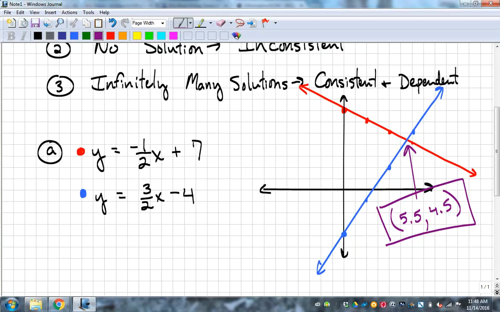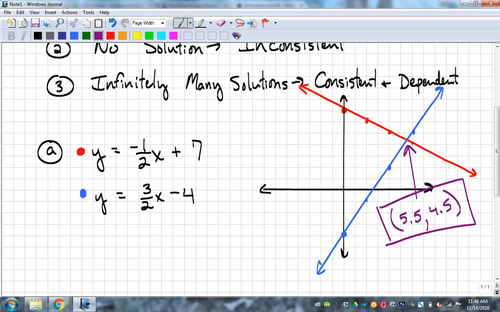Somewhere around there. I think your book does a better job of picking equations that end up at nicer places. But it's not a necessity that they end up at a nice place. Okay, but where they cross, if they cross, they've got one solution. If they don't cross, how many solutions do they have? None. Okay, so there's a difference in one solution and no solutions.